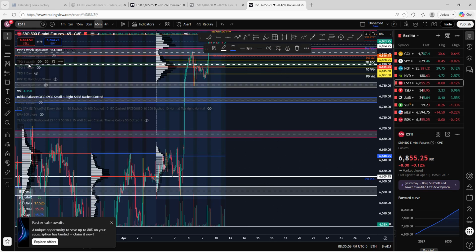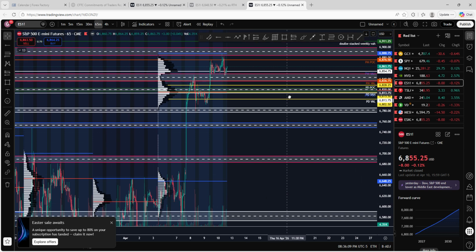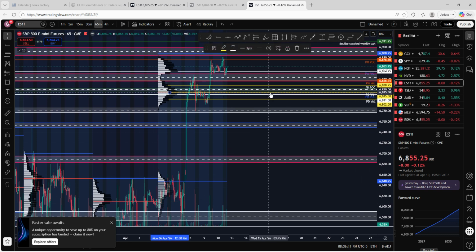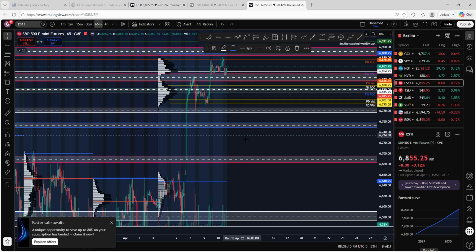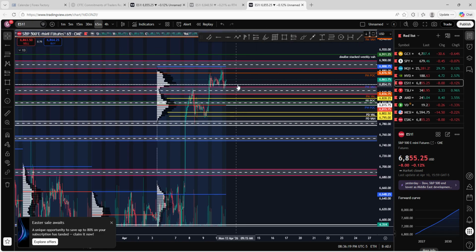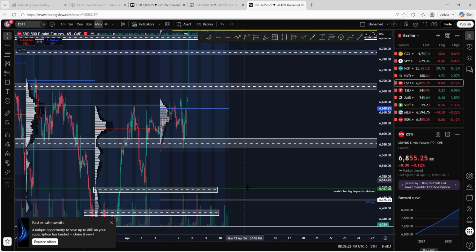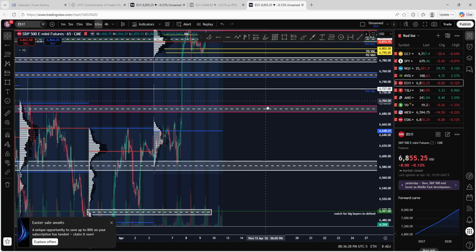So let me get rid of initial balance really fast. Okay, previous week POC. So obviously we framed up a lot, right? We got that news, war potentially ending, and so the market rocketed. We are framing up massively.